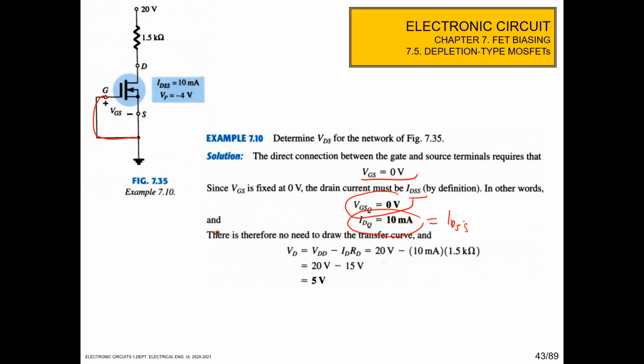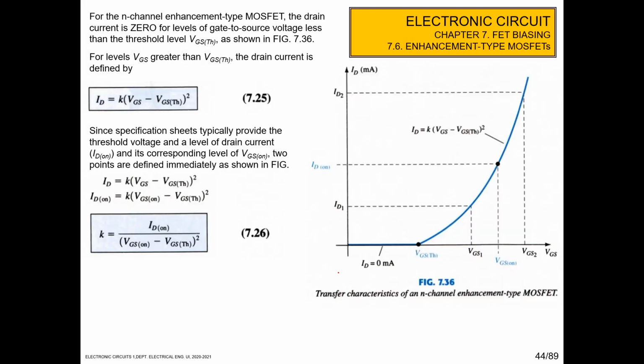So the VD is VDD minus ID RD. VDD is 20 volt, ID is 10 milliampere, and RD is 1.5 kilo ohm. So we got that VD is 5 volt here.